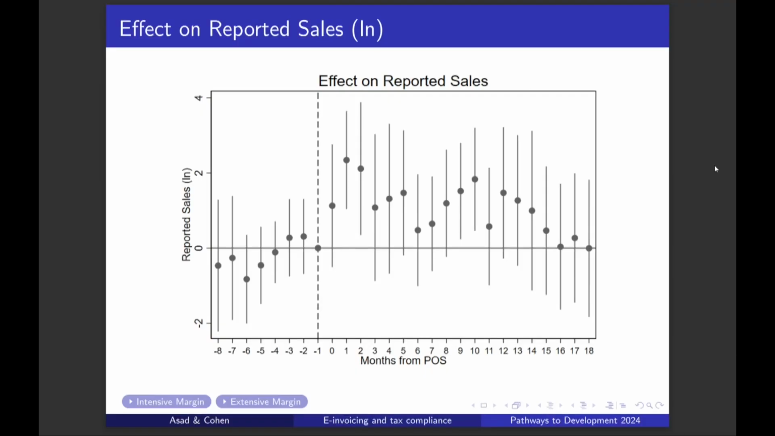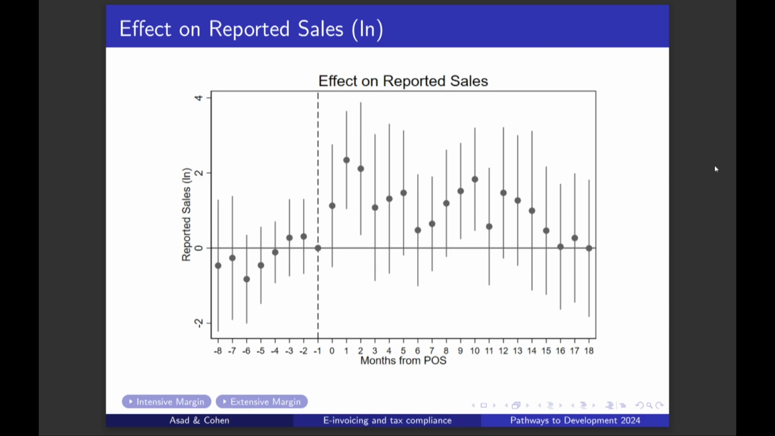So this is what we are comparing to. One month before getting the device, businesses that got the device were very similar to the ones that did not get the device, the ones that we're comparing them with. And then we see that after getting the device, in the first 3 months, the reported sales significantly jump up. In fact, they double as compared to the ones that did not have the device.